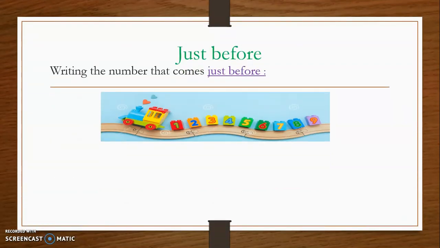Here I have just before. I'm going to write the number that comes just before 5, 1 and 9 by looking at the train. The train contains numbers from 1 till 9. As for 5, what is the number that comes just before 5? It's 4. I write 4. Just before 1, it's 0. And just before 9, it's 8.